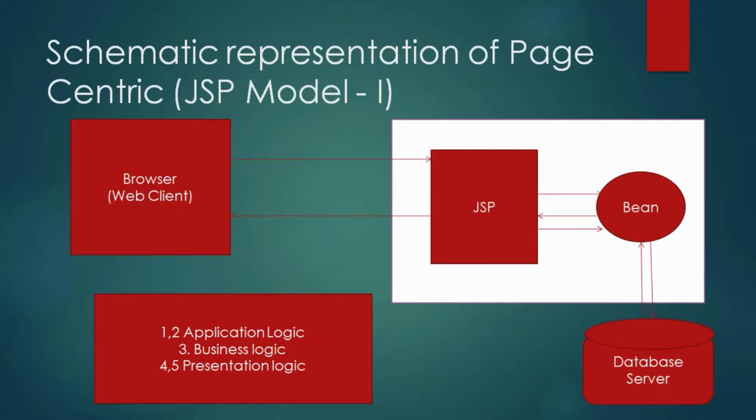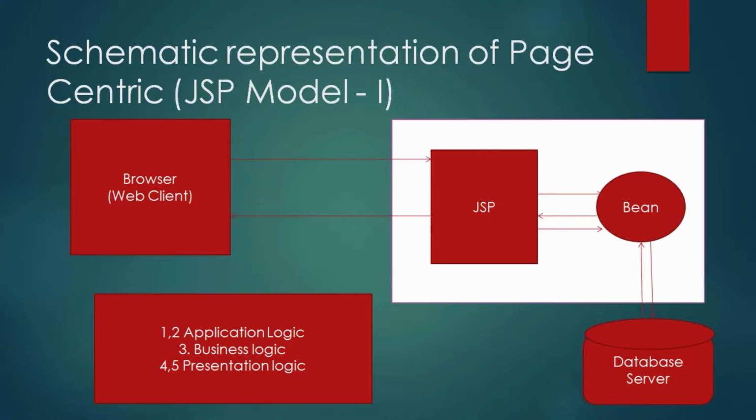So this is Model 1 page-centric architecture. That is, JSP is responsible for capturing the user data, that is the client's data, and it instantiates the bean and sets the bean with the form data. Then the bean will contact the database if required, gets the database results and processes the data. Then JSP will interact with the bean to get the processed data, and it creates a response page and sends the response back to the client.